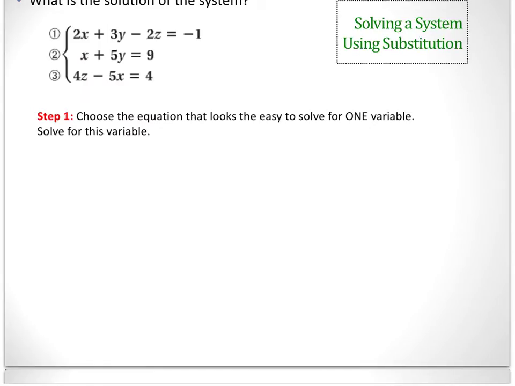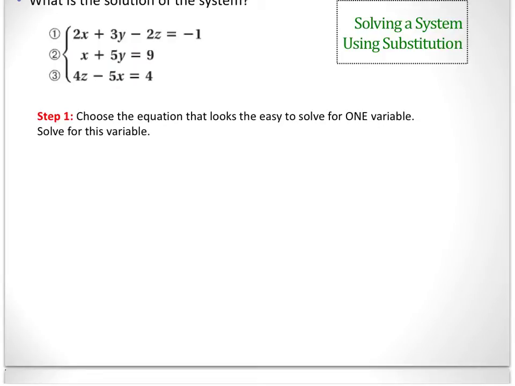So we can also use substitution. Now, we don't always want to use substitution, but we want to use it whenever it's most convenient. In this particular type of system, I have 3 equations and 3 unknowns, and this one has all 3. This one only has x and y, and this one has z and x. So it's a little weird. They don't all have all 3 unknowns.